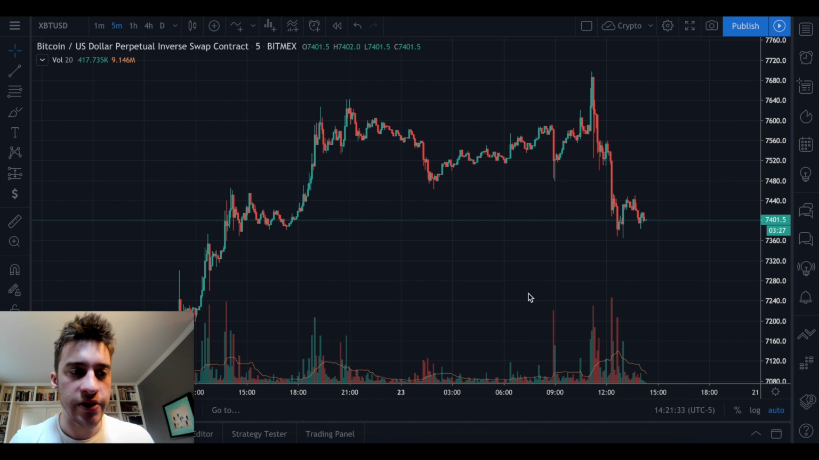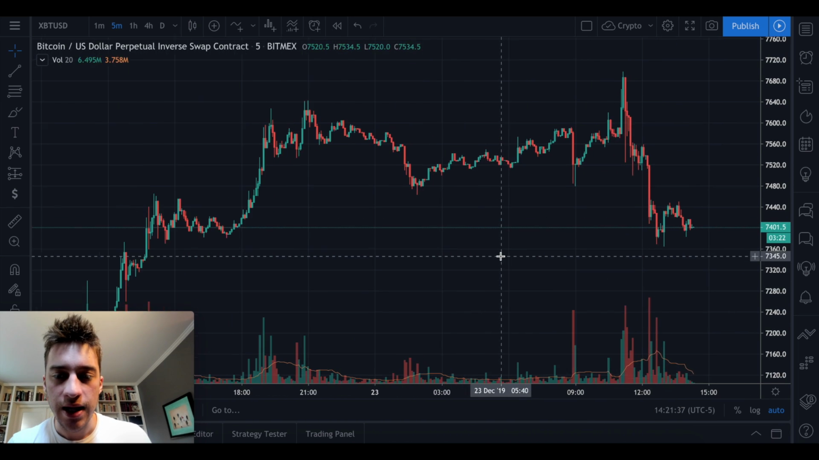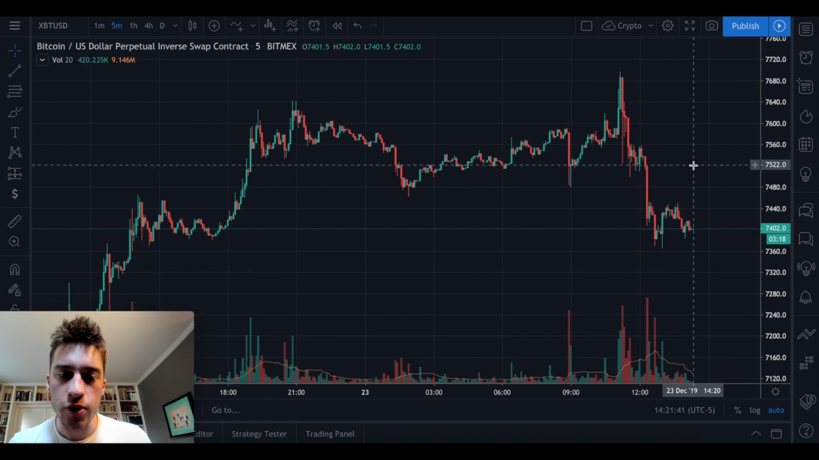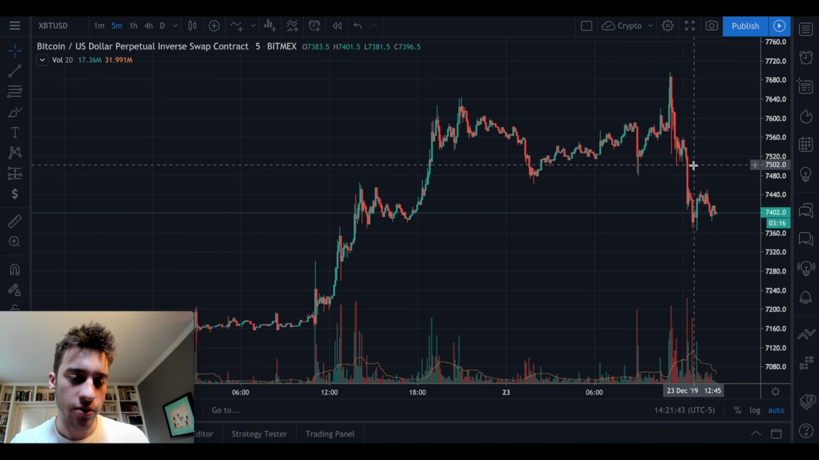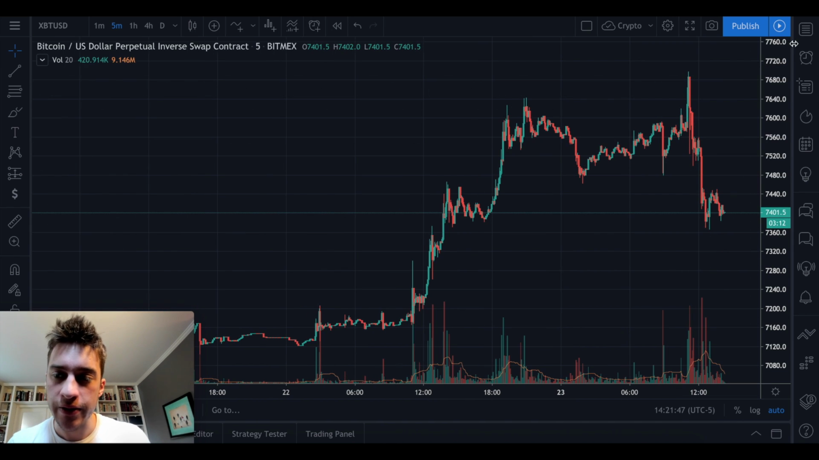So really this is the pattern that you can see happen time and time again on altcoins, and it kind of happened on Bitcoin here, as you can see. But I do like this pattern more on altcoins than I do on Bitcoin because Bitcoin's a little bit more of a complex beast than some of these altcoins.